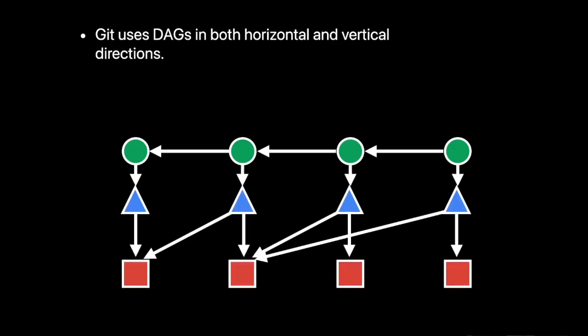Below the commit, there are trees represented by blue triangles and blobs represented by red squares. The commit also points to these trees and blobs using a DAG structure. Therefore, we can say that Git uses a DAG data structure globally to store data.